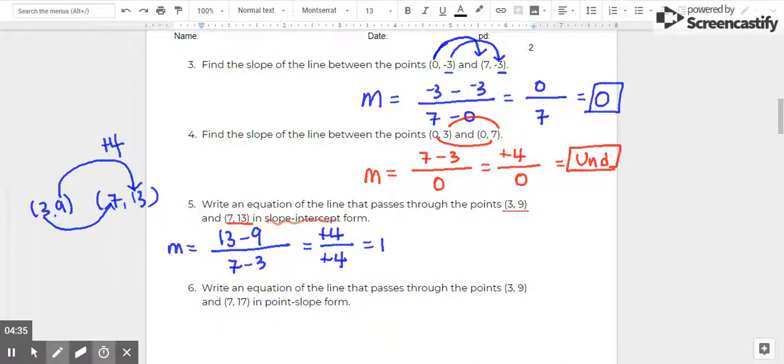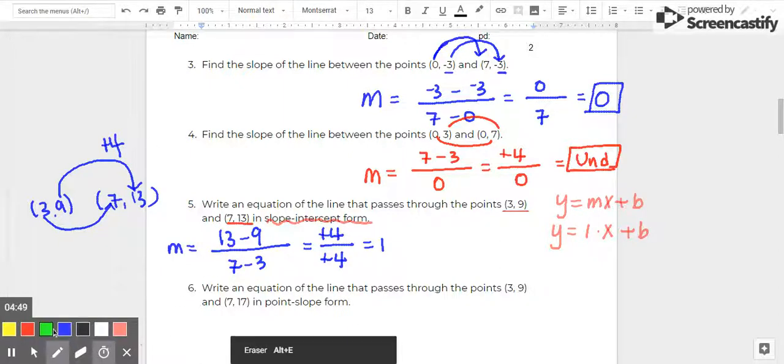Slope-intercept form, what does it look like? It's y is equal to mx plus b. So now we just found m. So I'm going to put 1x plus b. So now how can I find b? If you find b, then you're all set.